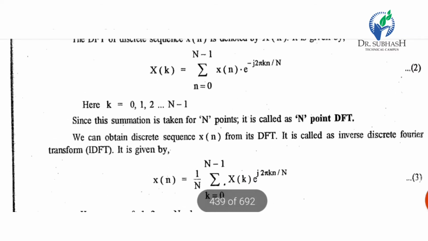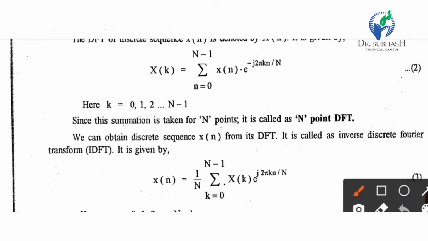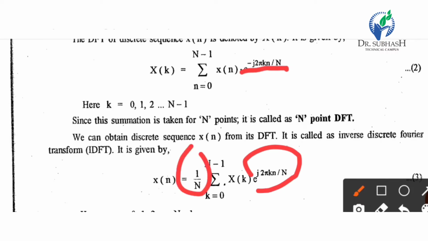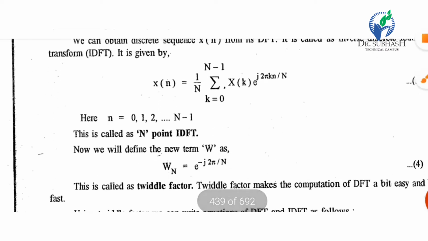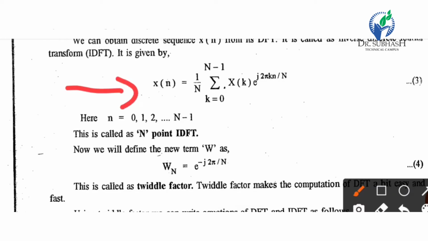So here the only difference between these two is e raised to minus j 2 pi k n, and in that e raised to plus j 2 pi k n and 1 upon N. So after changing a little bit we can get the inverse DFT. So inverse DFT: x of n equal to 1 upon N summation k equal to 0 to N minus 1 X of k e raised to plus j 2 pi k n divided by N. Here n equal to 0, 1 up to N minus 1. This is called N-point IDFT, inverse discrete Fourier transform.